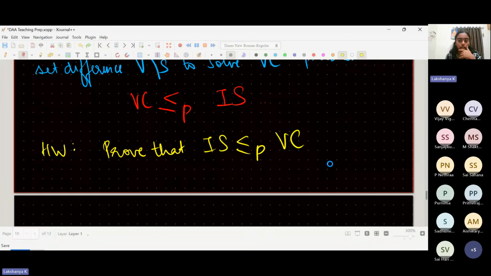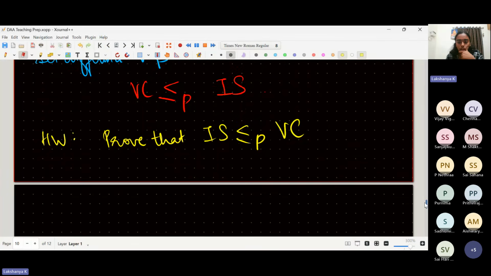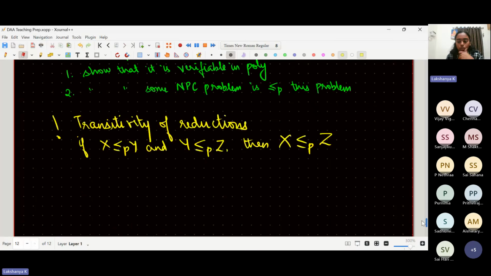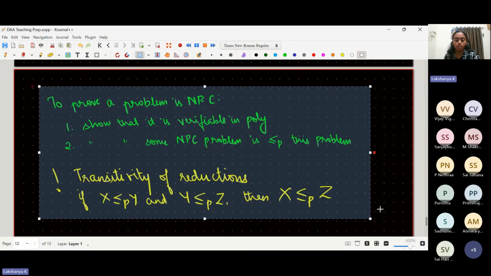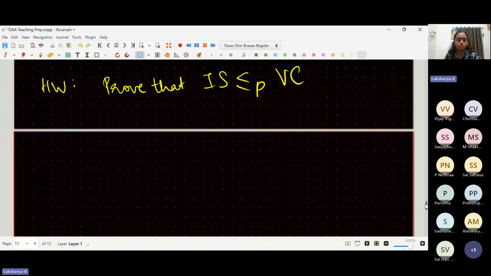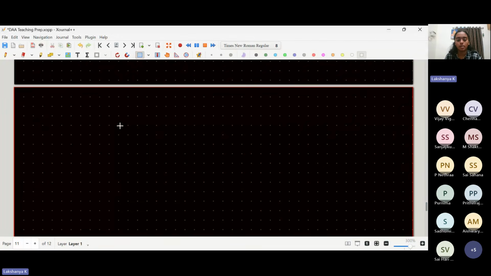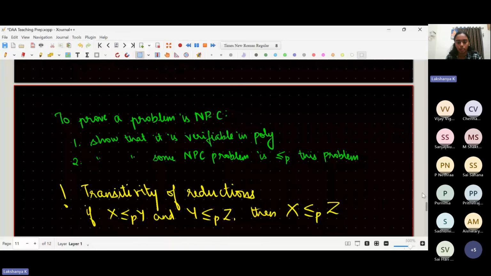What is pending? Okay, I'll just do these two concepts quickly. No big examples for this. And then tomorrow we'll do one gadget-based reduction and the approximation and randomization algorithms. So this is just some theory. I'll quickly take this and I'll wind up.